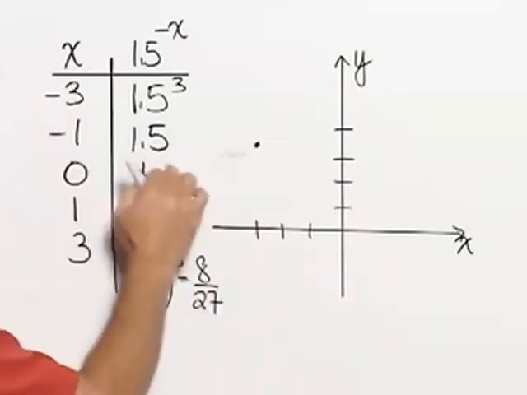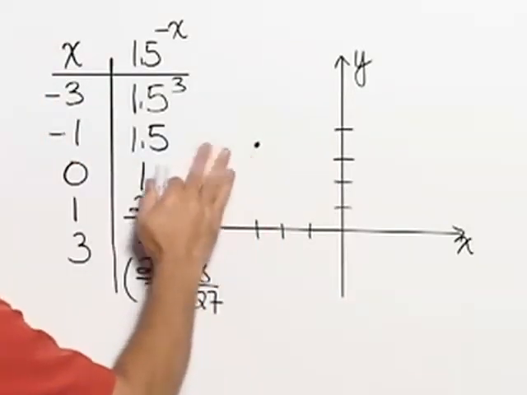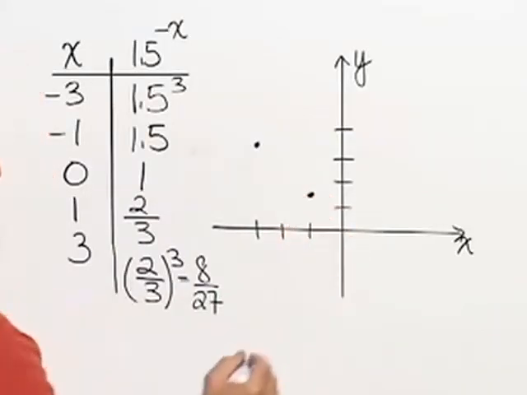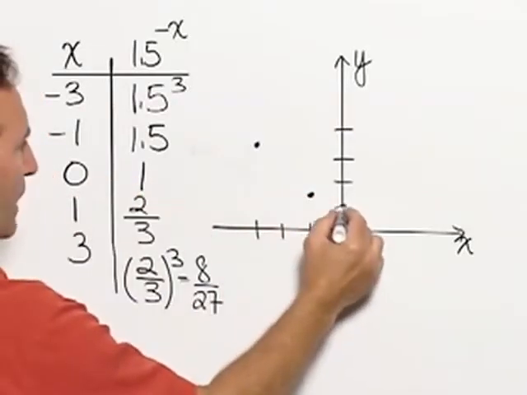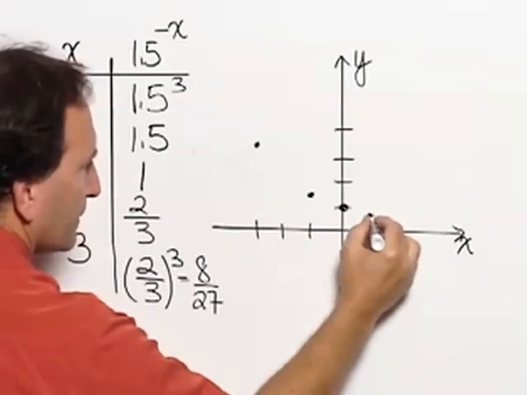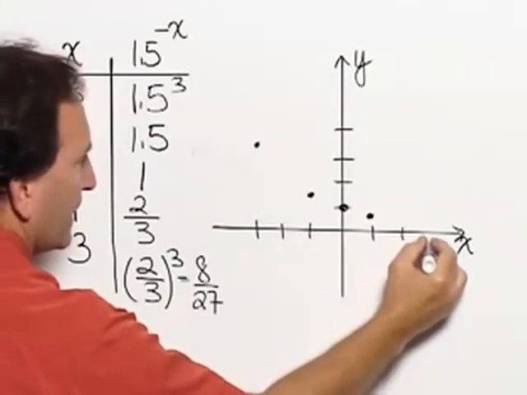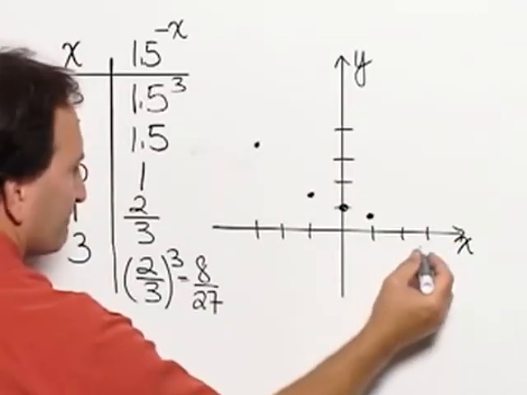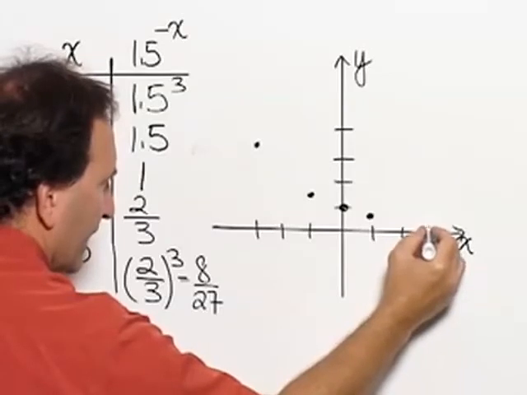We know that at negative 1, we have 1.5. At 0, we have 1. At 1, we have 2/3. And at 3, we're all the way down to 8/27, which would be about right there.